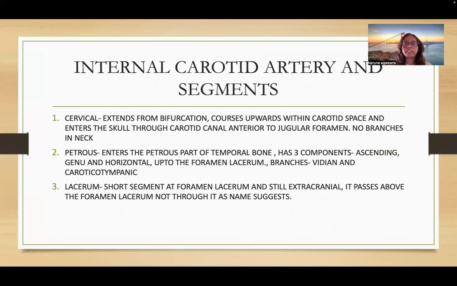The second segment is the petrous segment. This runs through the petrous part of the temporal bone. It has 3 components: ascending, genu, and horizontal. It courses up to the level of the foramen lacerum. This segment gives off median and carotid tympanic branches. The third segment is the lacerum segment. As the name suggests, it does not pass through the foramen. However, it passes just above the foramen lacerum, and it is a very short segment.